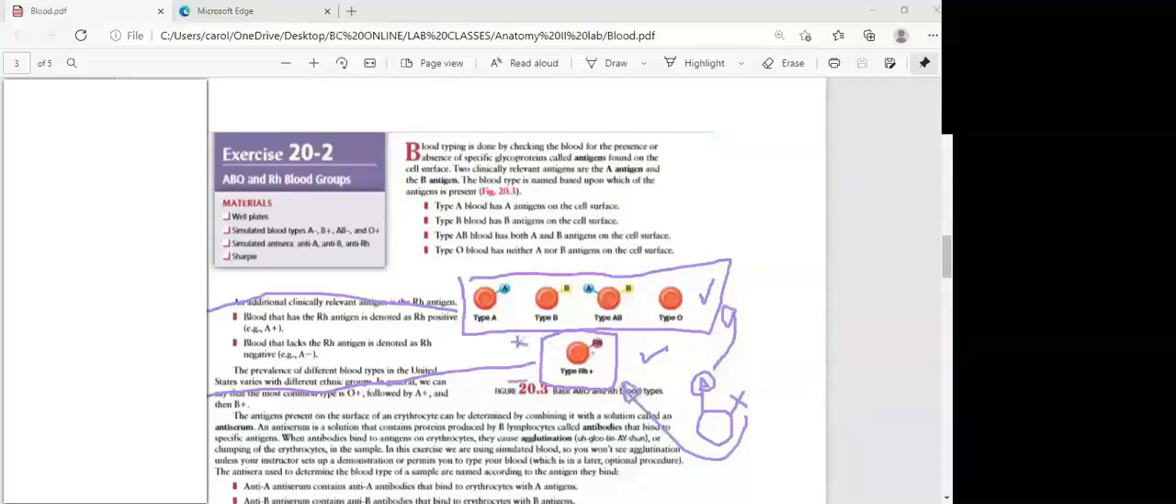You are considered positive if you have the antigen in your red blood cell, as you can see right here, right? The antigen is there. If you are negative, that means that your red blood cell is like this and there's nothing in there. That's why you're considered negative.